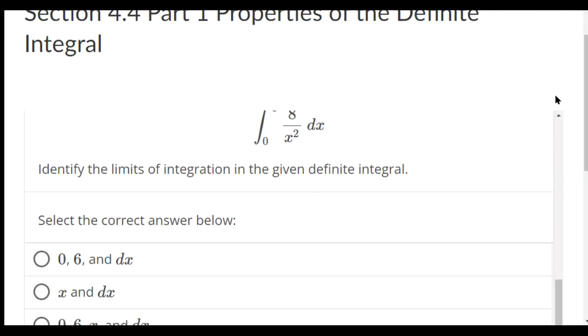4.4, Part 1, Properties of the Definite Integral.